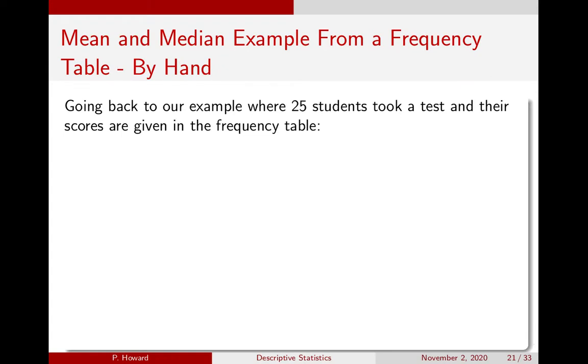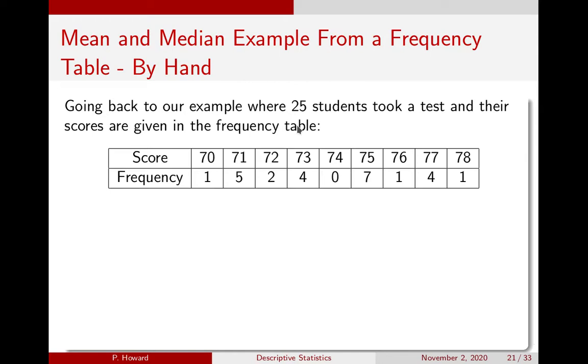Okay, so now let's look at calculating the mean and median from a frequency table. And I'm going to do this calculation by hand. And I want to go back to our example where we had 25 students who took a test, and we had their scores given by this frequency table. Right, so the scores were 70 through 78, and 70 occurred with frequency 1, 71 with frequency 5, and so on. And now we want to look at calculating the mean and the median from the table.